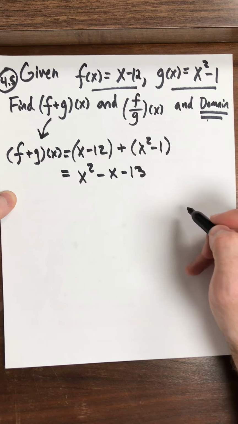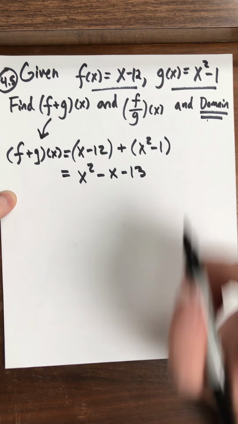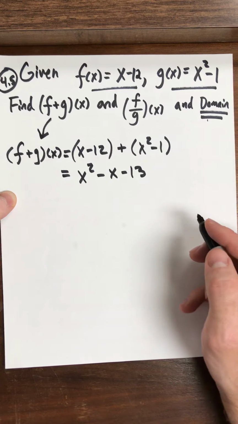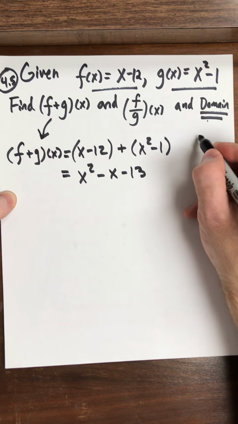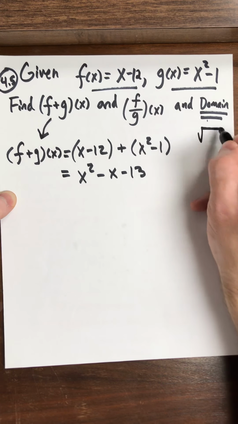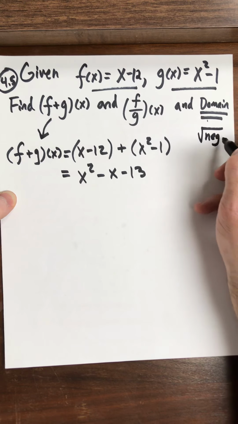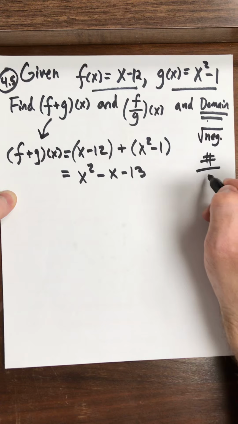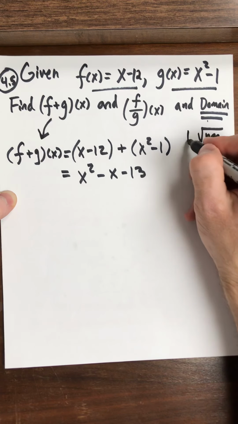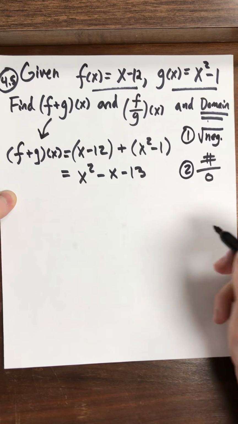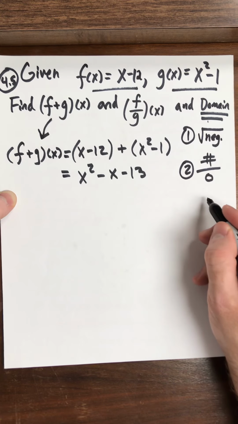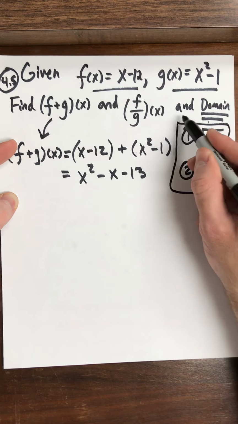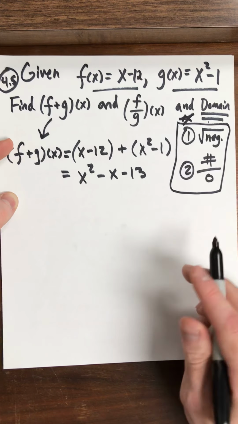When I'm talking about domain here, there's three things I've got to watch out for in college algebra. Now, we've only talked about two so far. We've got to avoid square roots of negatives, okay? We also have to avoid dividing a number by 0. So that's bad, and this is bad too. There's a third thing we'll talk about in chapter 7. But for right now, this is what we've got to watch out for in a domain.